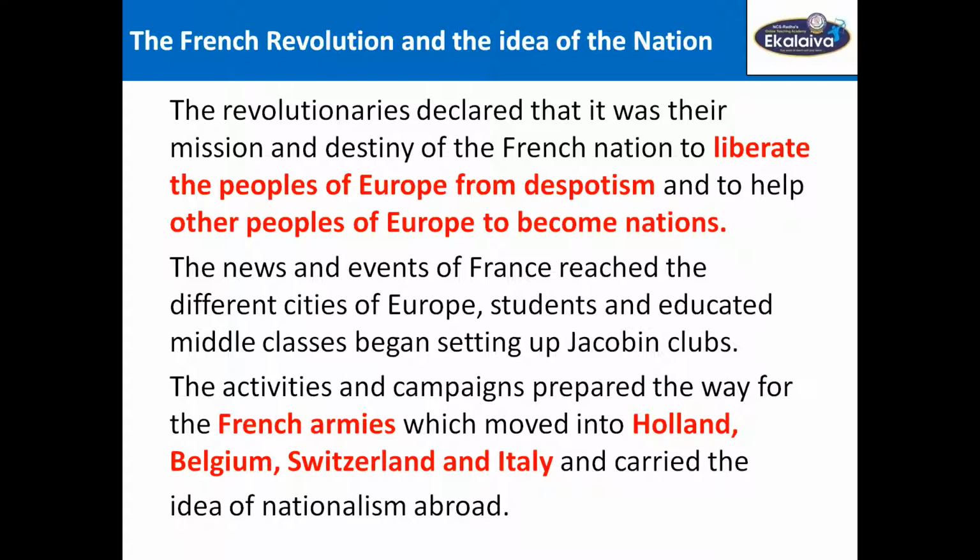Students and educated middle classes began setting up Jacobin clubs. Jacobin clubs, you read last year in the 9th standard. A lot of revolutions happened during the period of the Jacobin clubs. And you can see that the educated middle class, their role was very, very important in spreading the message of nationalism and creating the country France into a nation state.